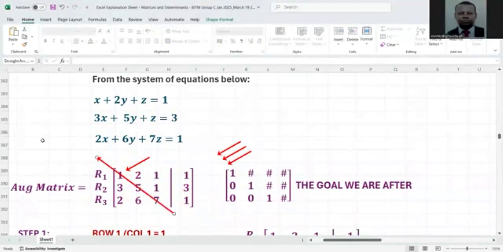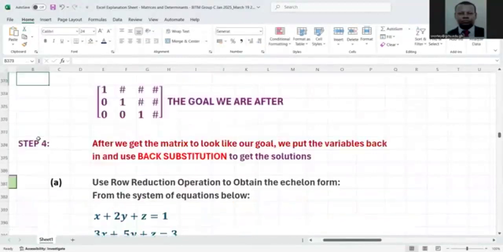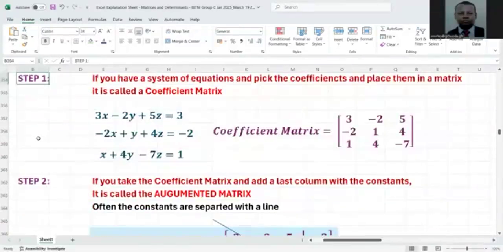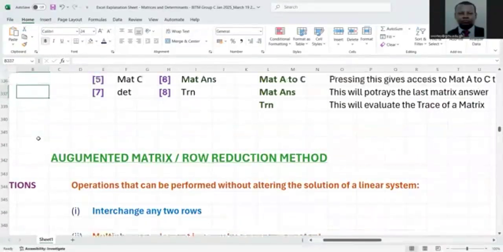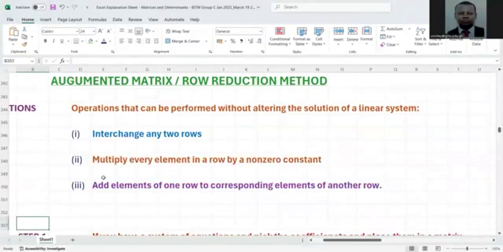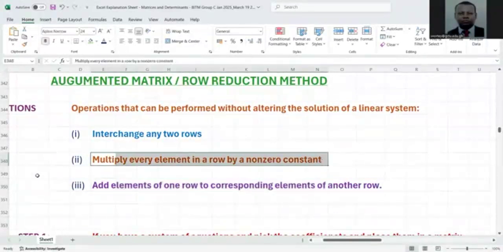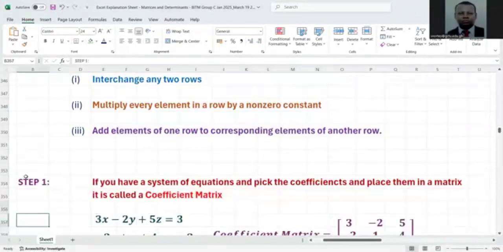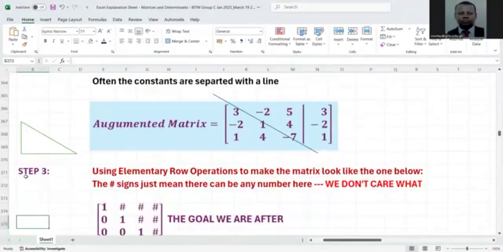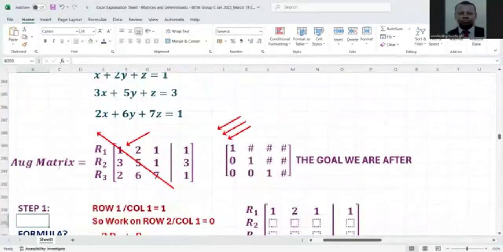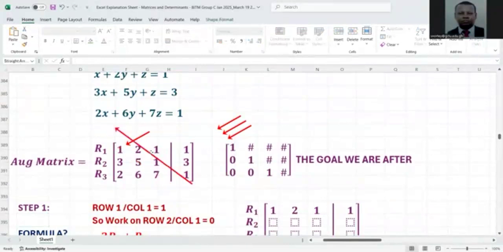That is where the rules that I gave at the top come in. What are the rules? You can add a row to another row. You can multiply a row by a constant. And then we will see whether we can do that. So let's pick the first value. Look at our row 1. The value here is 1. So we know that we don't do anything to row 1.